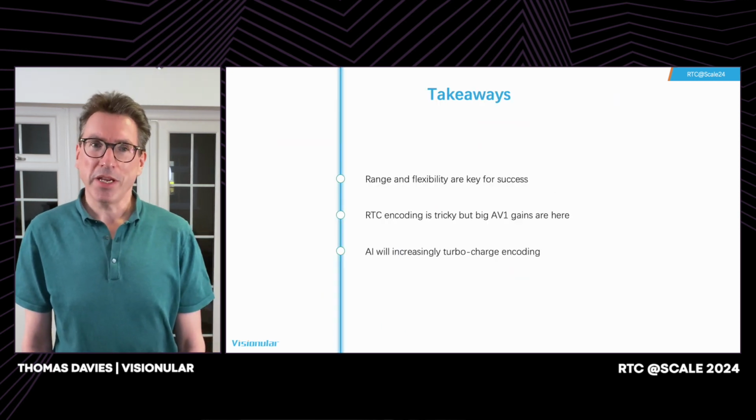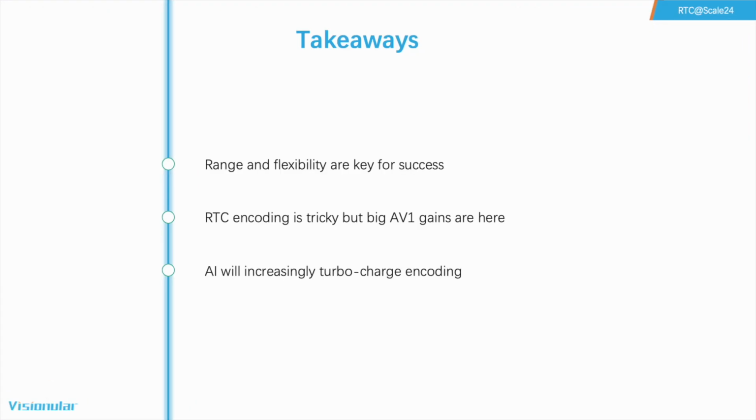So I'll leave you with some takeaways. If you have a new video codec solution for RTC, it's important that it should have range and flexibility. So it needs to have the features that you want, but it also needs to cover a wide range of operating points so that you can cover as much of your current application as possible and get the gains that you want. Now, it's difficult to get big gains. It involves a lot of engineering, but they are definitely there, and you can get some really significant performance that can take you to the next level in RTC.